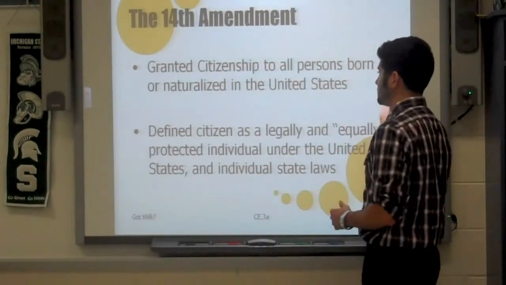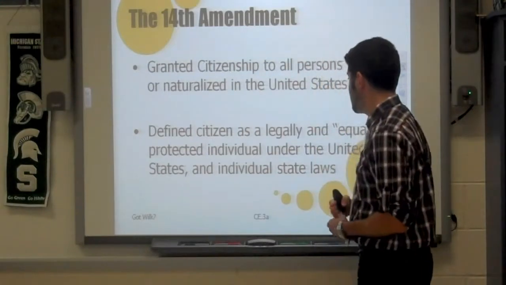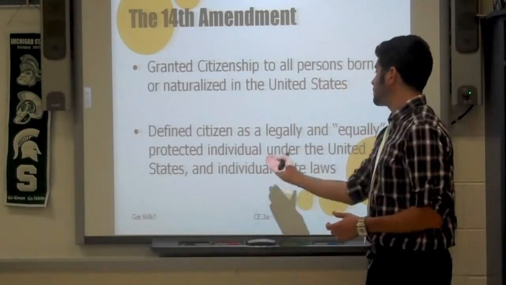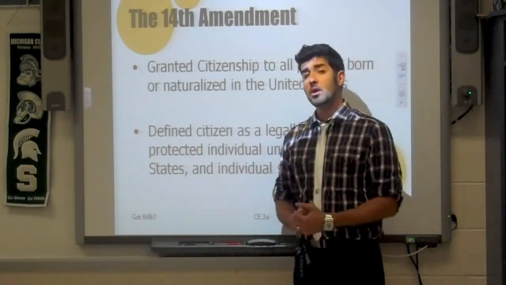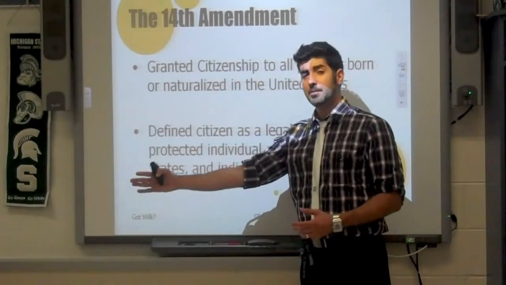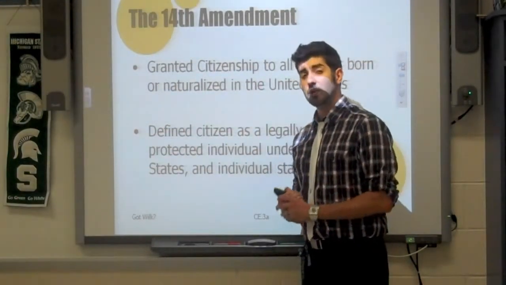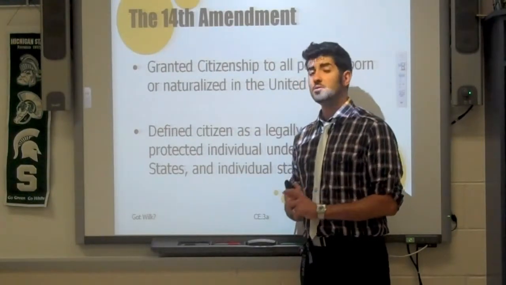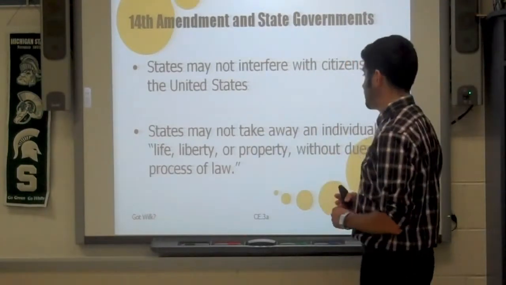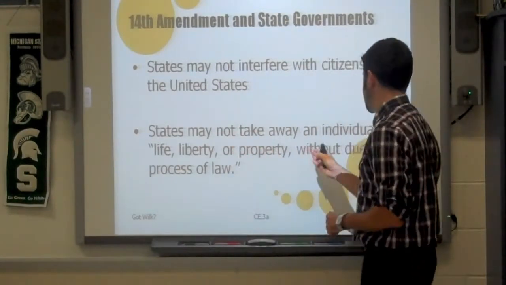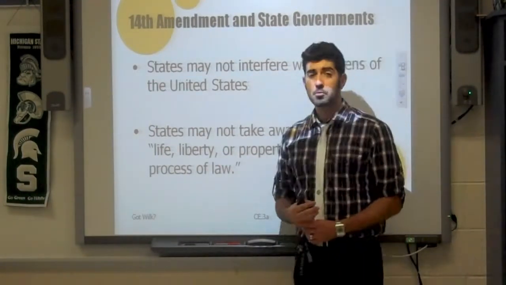So, again, it granted citizenship to all persons born or naturalized, as we went over that process earlier in Notes 3A, and defined a citizen as a legally and equally protected individual under the United States and the individual state laws. So it didn't matter where you lived at the time. It could be Alabama, Connecticut, Rhode Island, Florida. You were still guaranteed the rights of citizenship, and those states were not supposed to infringe on your rights. The 14th Amendment said states may not take away your inalienable rights of life, liberty, and property without the due process of law.